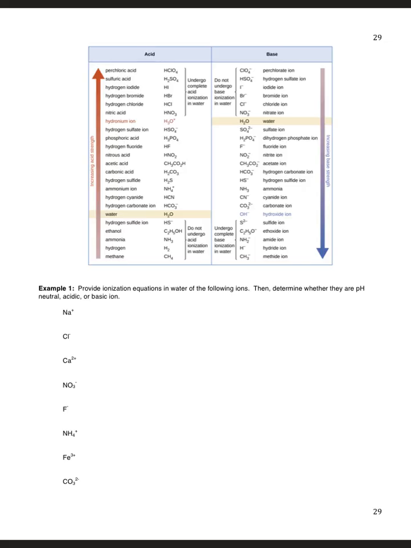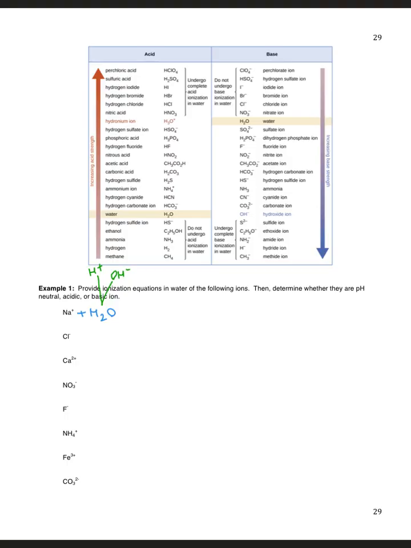Now let's take a look at example 1. Provide the ionization equation in water of the following ions. Then determine whether they are pH neutral, acidic, or basic ions. First, let's start with reacting sodium ions with water. We saw from the previous chapter, water can either produce proton or hydroxide ions. In this case, sodium would not combine with proton because they both are positively charged. They repel each other.